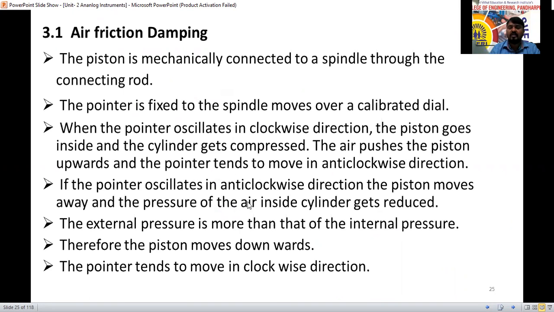If the pointer oscillates in the anti-clockwise direction, the piston moves away and the pressure of the air inside the cylinder gets reduced. Inside compressed air है ना, उसको upside move होने के बाद वो expand हो जाते हैं. The air will expand and the pressure will be reduced over there. So the external pressure is more than the internal pressure. In that situation, the piston moves down, so the pointer tends to move in the clockwise direction again here now.